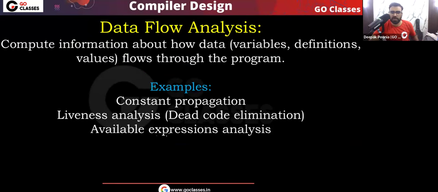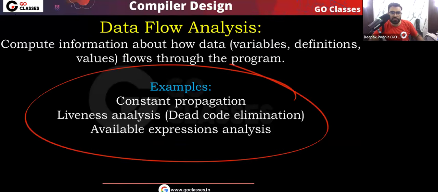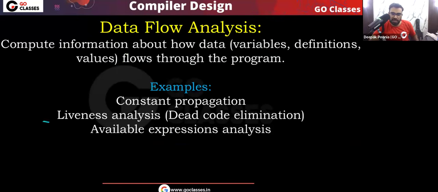Okay, let me tell you, in our GATE syllabus, all the optimizations that we have, all the analyses that we have, these are data flow analysis only. For example, you can see we will study liveness analysis, available expression analysis, constant propagation. All these analyses are basically data flow analysis. In all these analyses, we worry about the data, meaning we worry about the variables.